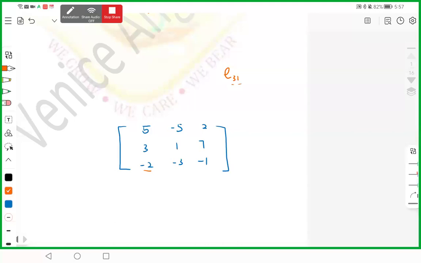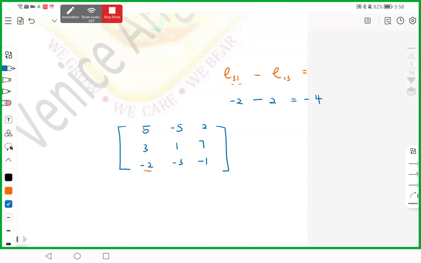What about E31 minus E13? Is it 0? Okay, change answer. You must know the element first, right? So -2 minus E13 is +2, so the answer is -4. Yes, correct, -4. That's how you write it accordingly.